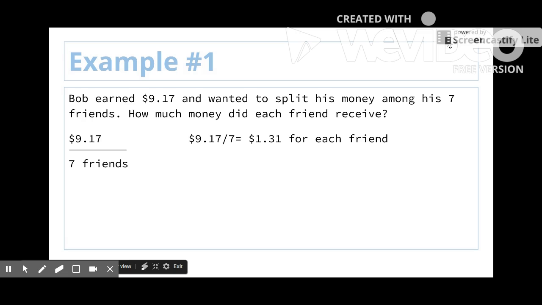Now that you know the important vocab, we can start working on the problem. Here is an example of a question that you might get with this topic. Bob had earned $9.17 and wanted to split his money among 7 friends. How much money will each friend receive? To do this problem, you will want to set up a proportion that looks like this. Since the money is on top, you will have to take 9.17 divided by 7 because he is splitting it between his 7 friends. This should give you $1.31 for each friend.